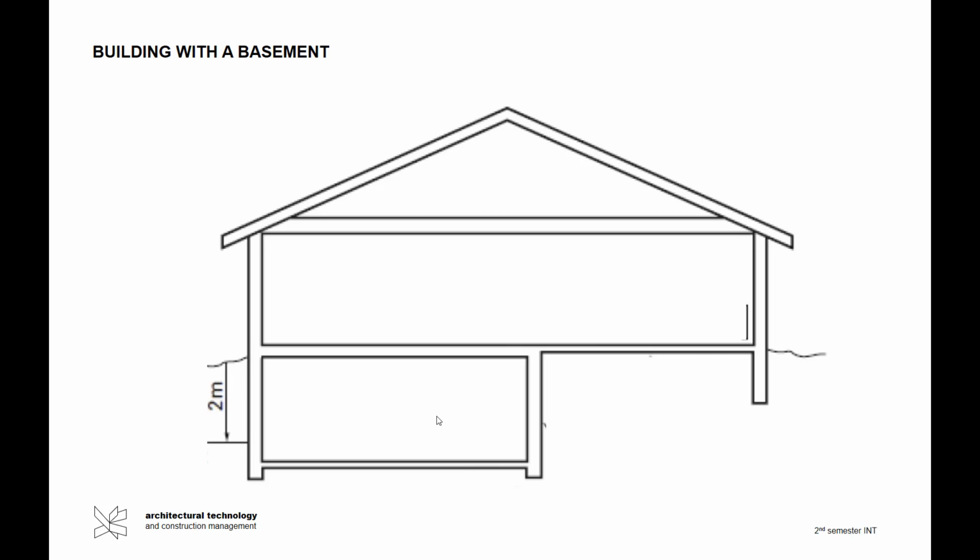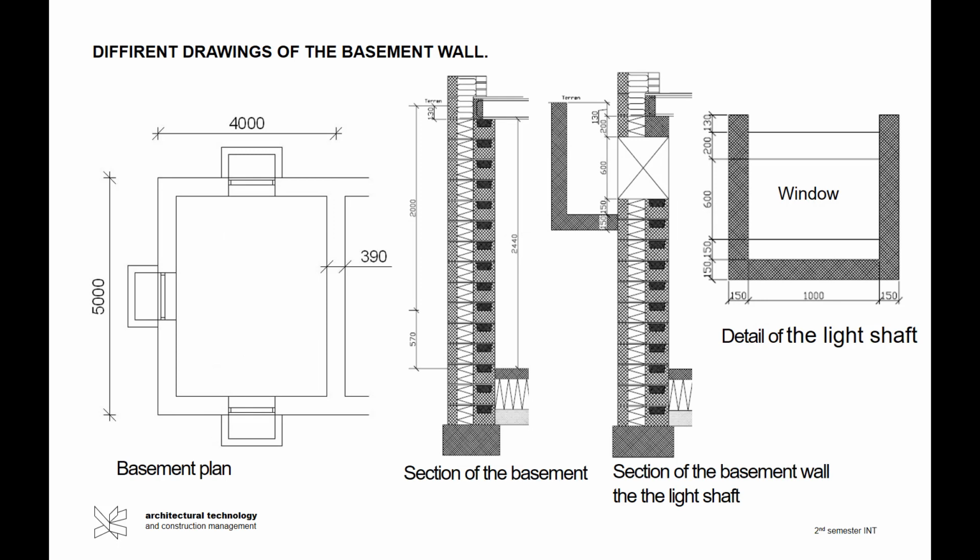Here we have a building with a basement. You have the ground floor here and the basement down here. And what we're going to do in this video tutorial is calculate the U value for the basement wall. The basement wall is looking like this, where we have a plan of the basement here.